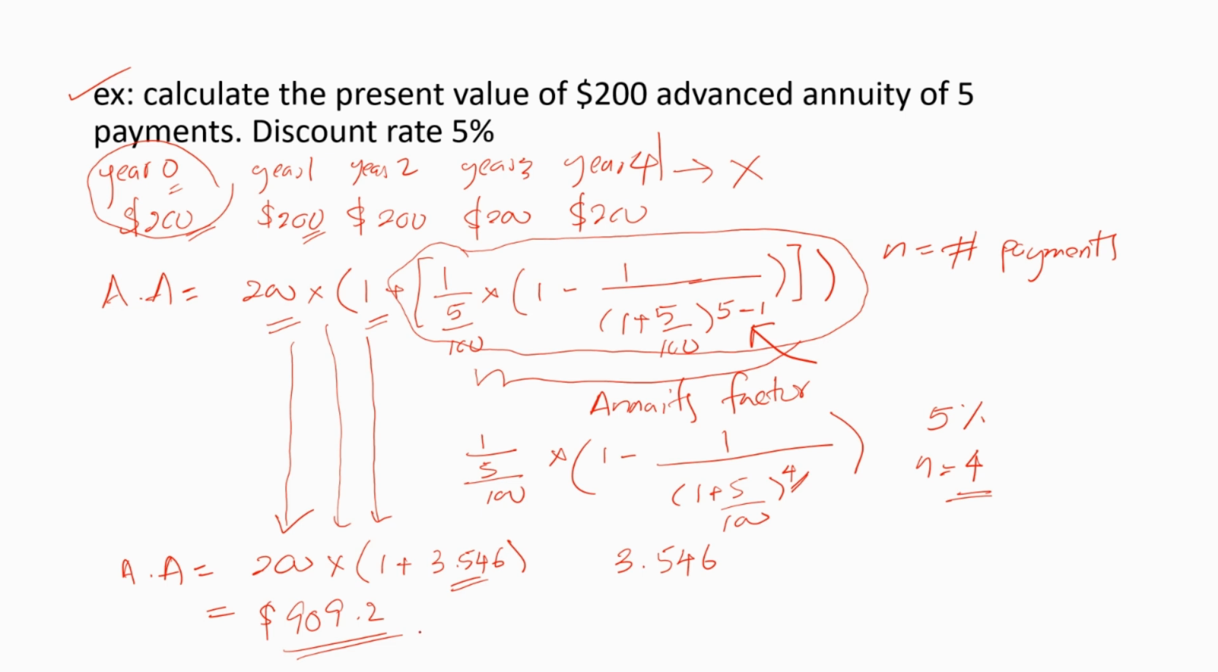What is the difference between the advanced annuity and the annuity? Advanced annuity has a cash flow at year 0, whereas under annuity there will be no cash flows for year 0. It is the only difference. I hope this is clear now. Now you have a thorough understanding about annuity and advanced annuity.